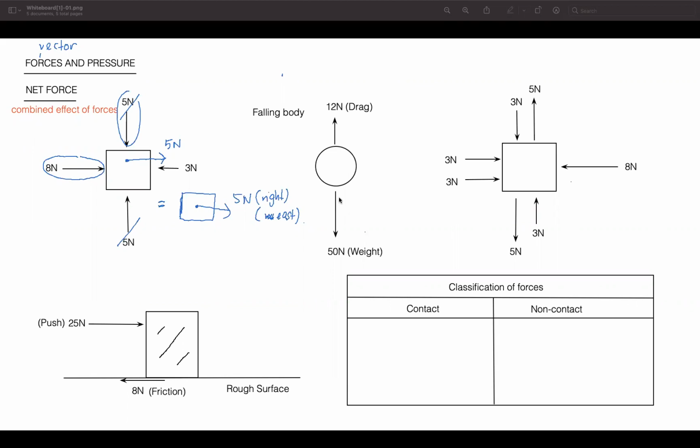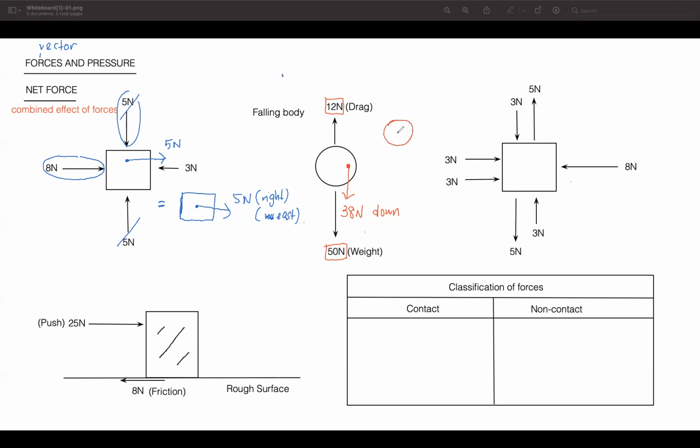Do I add or do I minus? You see the direction is opposite, right? If I pull it down with 50 Newton, and it wants to go up with 12 Newton, the net effect would still be downward. Minus it, 50 minus 12, so it's 38 Newton down. 38 Newton down, so redraw your diagram.